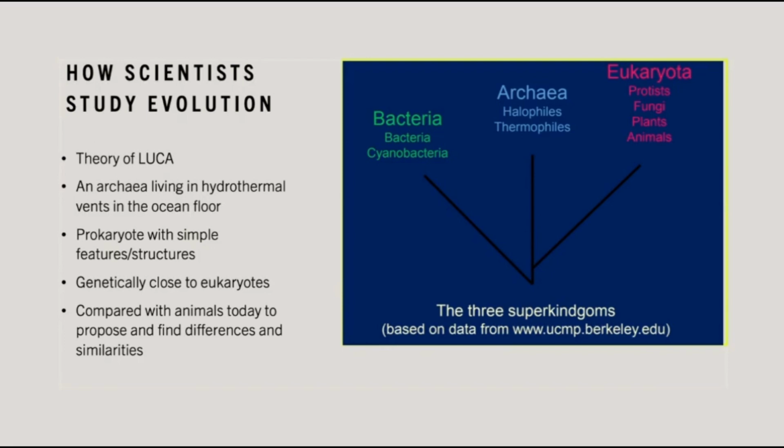And scientists basically use LUCA, which is a theory, like an animal that they believed lived years and years and years ago, okay? They believe it was a prokaryote that was living in the hydrothermal vents in the ocean floor. So hydro means water, thermal means heat. So this ocean floor would normally be uninhabitable. For many animals, that kind of situation would be uninhabitable, but LUCA would thrive in that situation because LUCA is an archaea.